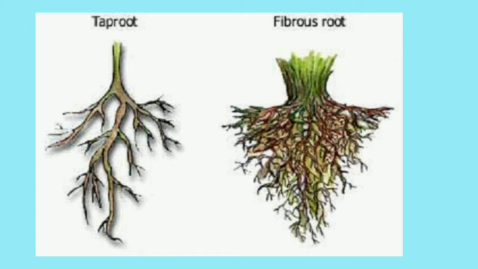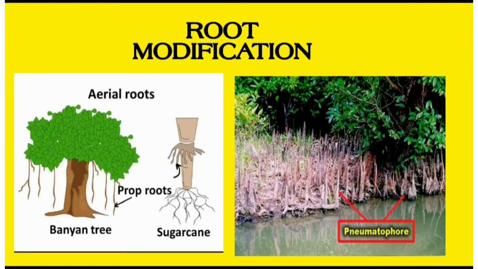Next is the fibrous root. If you place an onion on the mouth of the jar in such a way that its roots are towards the water, you will observe that thread-like, fiber-like roots arise from the stem, and such roots are called fibrous roots. For example, dicotyledonous plants have taproots, and monocots have fibrous roots. Now, besides supporting, the roots also show some modification to perform additional functions.